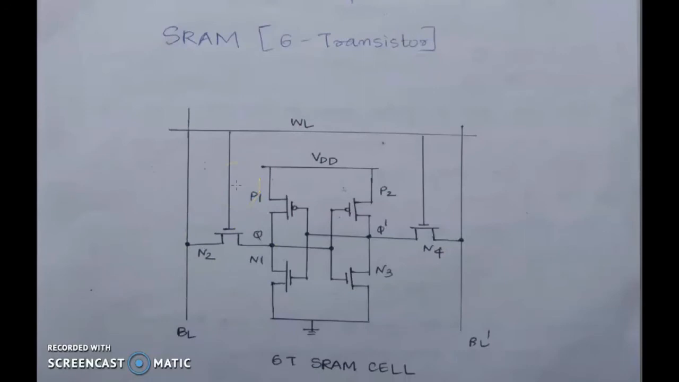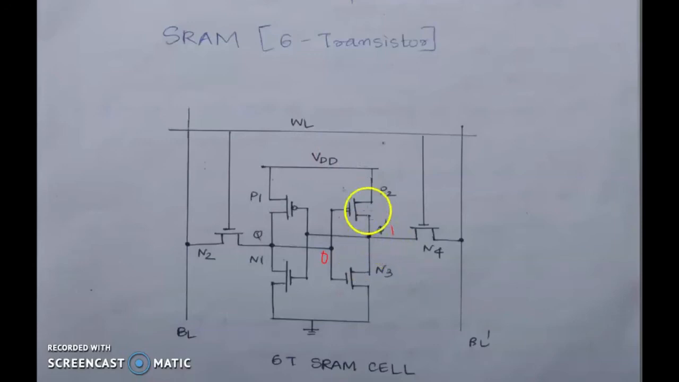Before going to read and write operation, let's just recap the working of a CMOS inverter. Let's consider this CMOS inverter. So suppose 0 is present over here. Then what will happen? This is a PMOS and this is an NMOS. So the PMOS will become on and the NMOS will become off. So since the PMOS is on, this point will be pulled up to VDD and 1 will be present here.